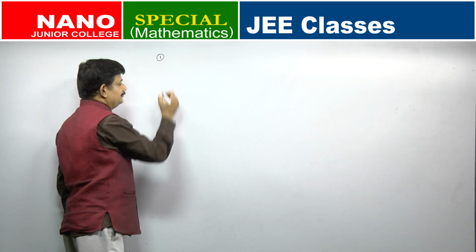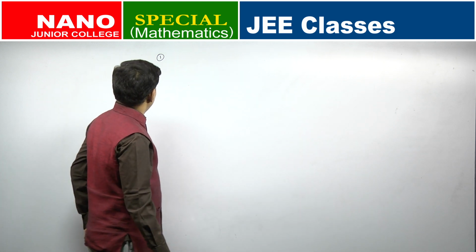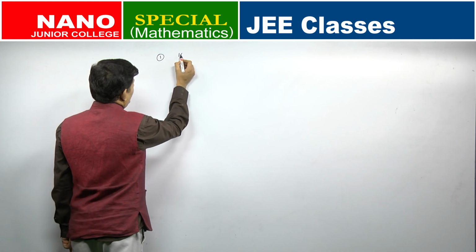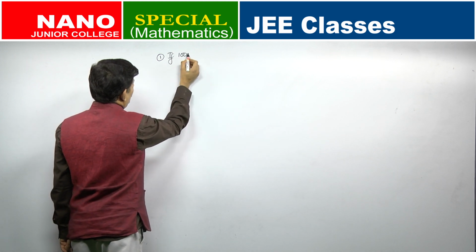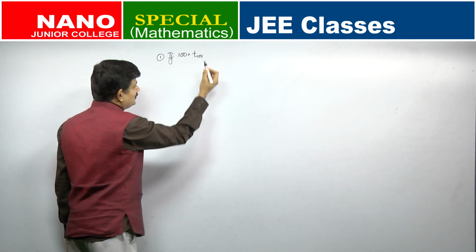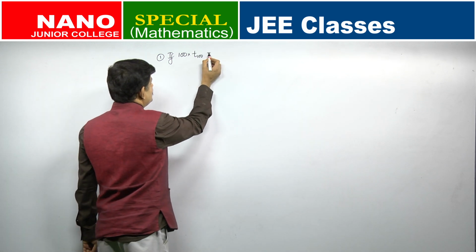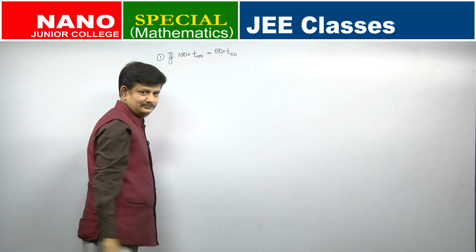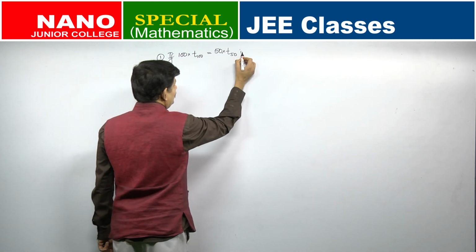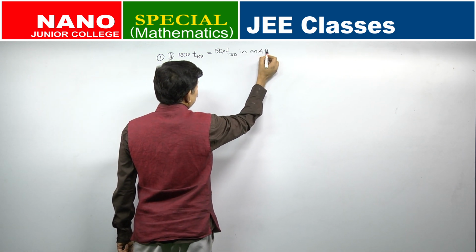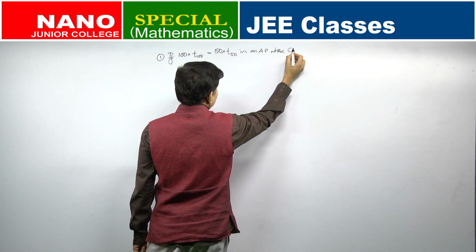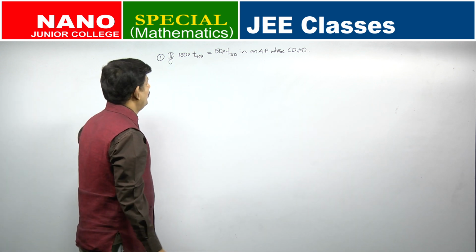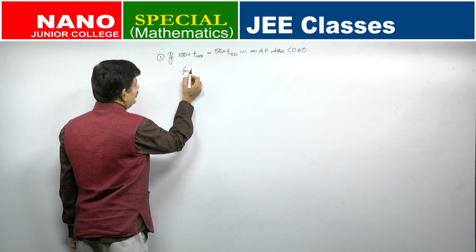Let us look at one numerical. This is a question which was asked previously in JEE Advanced, the previous IIT examination. If 100 times the 100th term is equal to 50 times the 50th term in an AP whose common difference is not equal to 0, find the 150th term. In an arithmetic progression, we know the common difference cannot be 0.